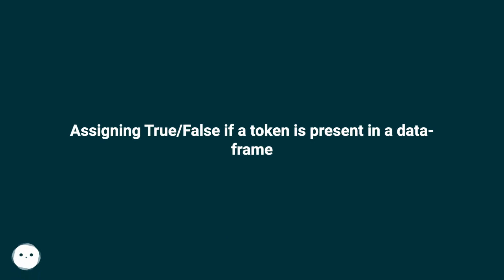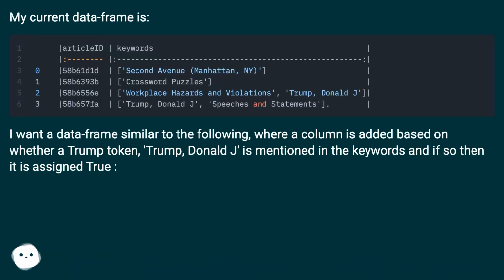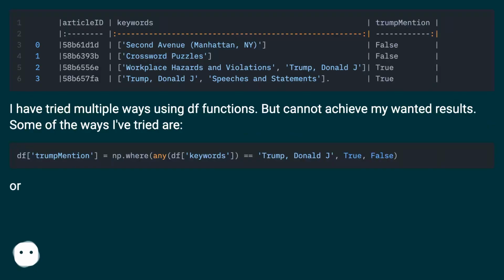Assigning true/false if a token is present in a data frame. My current data frame is shown. I want a data frame similar to the following, where a column is added based on whether a Trump token, Trump, Donald J, is mentioned in the keywords, and if so, then it is assigned true. I have tried multiple ways using df functions, but cannot achieve my wanted results.